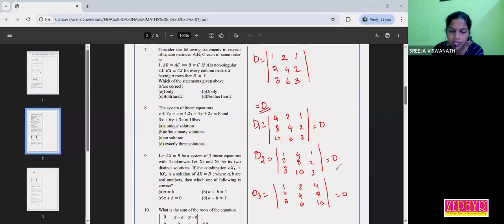The second column is obtained when the first column is multiplied by 2. That is 0, right? So what is the answer? Infinitely many solutions. Infinitely many solutions, right? Is it clear? It's consistent and has infinitely many solutions.